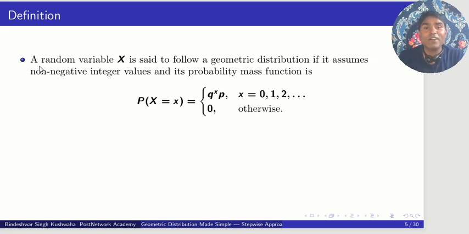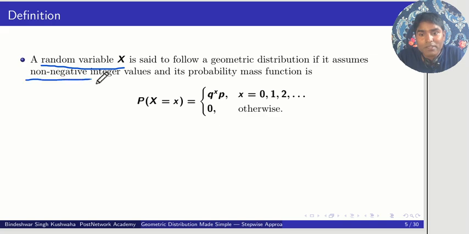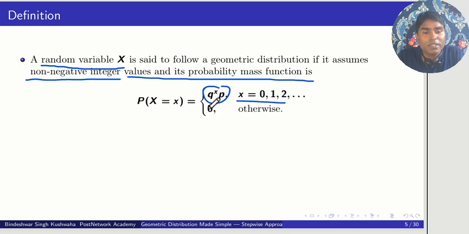Now let us define what a geometric distribution is. A random variable x is said to follow a geometric distribution if it assumes non-negative integer values, that means it must not be -1, -2 or -5. Its probability mass function is given as Q raised to x times P, where x varies from 0, 1, 2, and so on. If x is negative, the value would be 0.